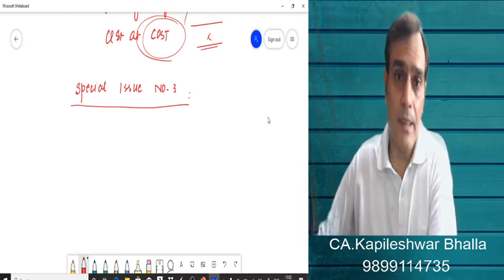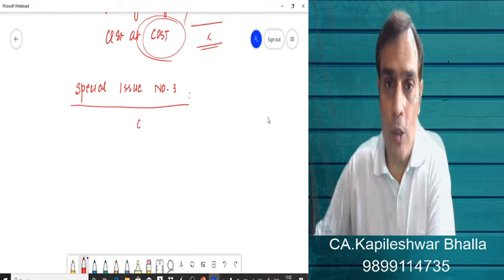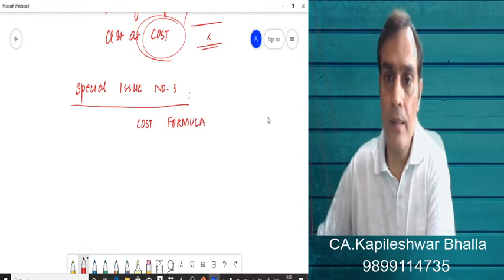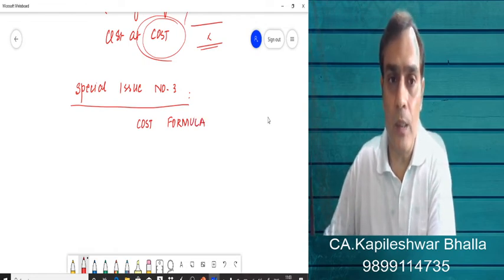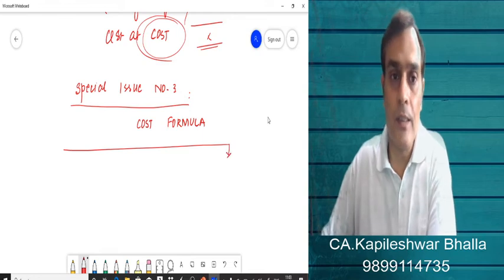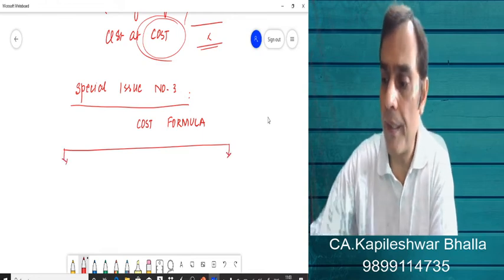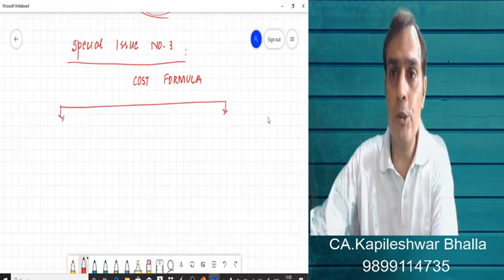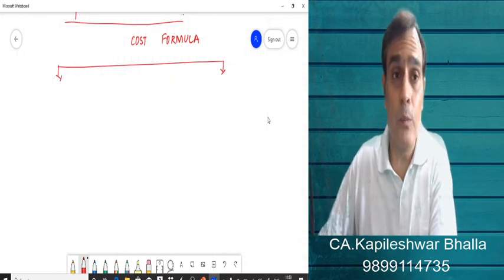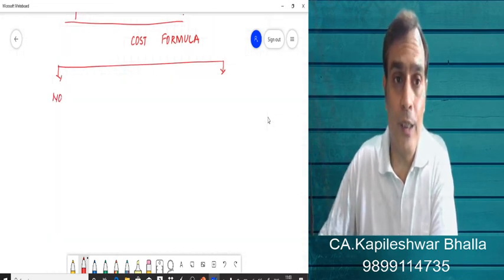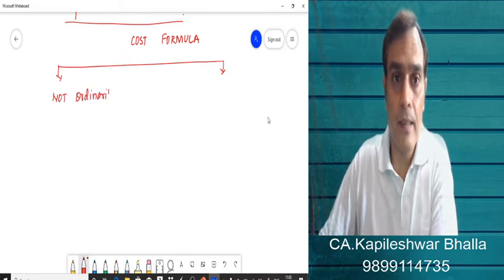So when you're looking at the cost formula, in terms of the cost formula, your mind should work on number one: is the inventory not ordinarily interchangeable?